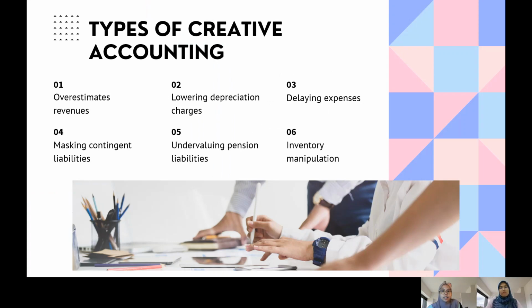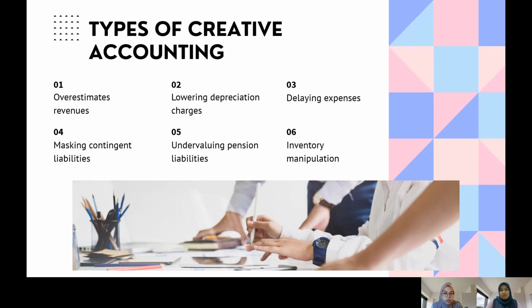Okay, for the types of creative accounting. The first one is overestimating the revenue, which is one of the most common techniques used by public companies looking for an artificial boost to their income, by prematurely recognizing revenue.